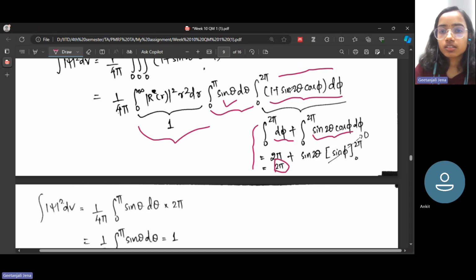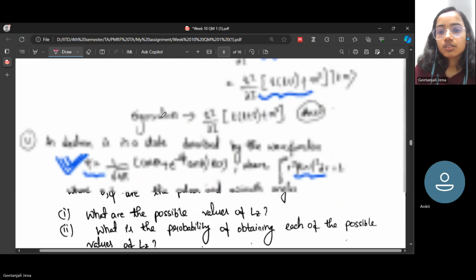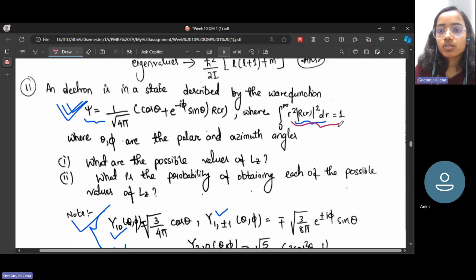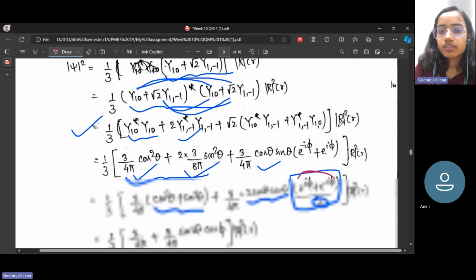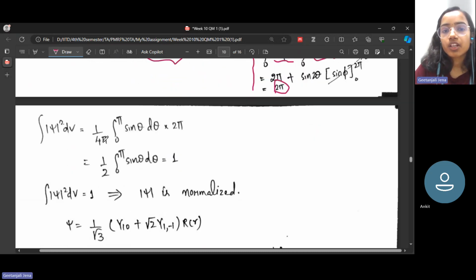Now the first term is 1. It is already given in the question that the capital R square integral is 1. The only term that will remain is the sin theta d theta integration. The 2 pi you got from the phi integration. There is 1 by 2 pi here and the integration of sin theta d theta. If you integrate it, you will get a value of 1.